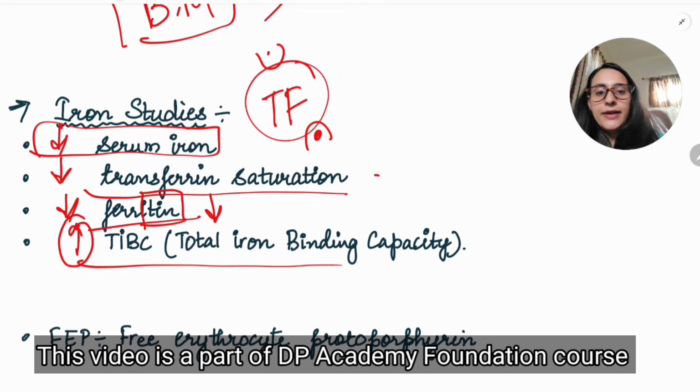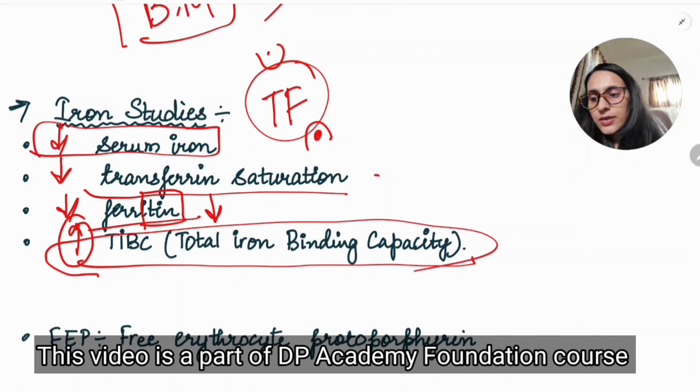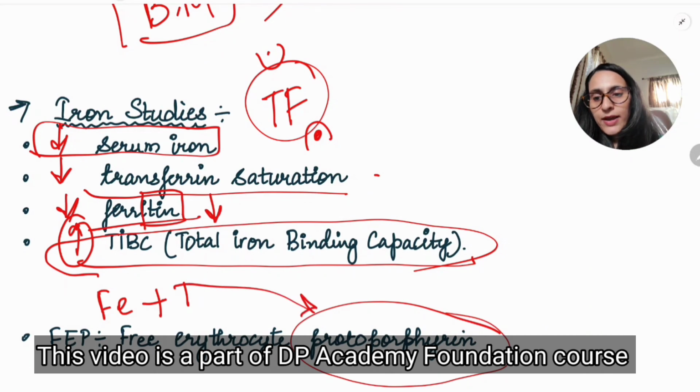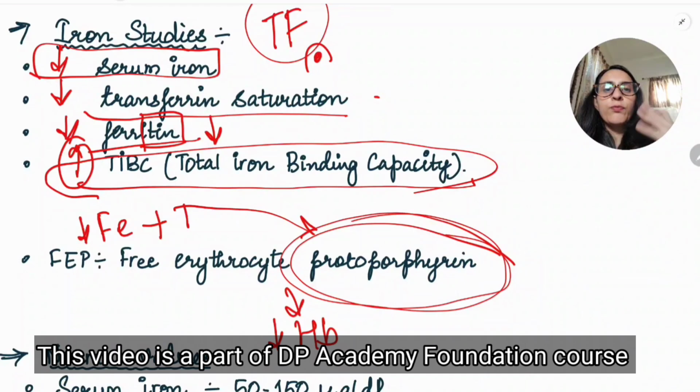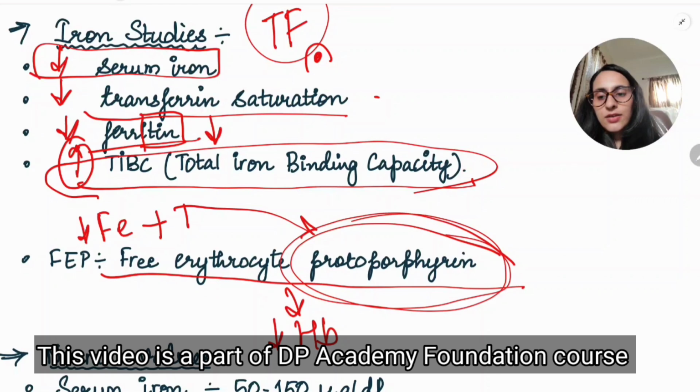But there is an increase in the total iron binding capacity because there is a lot of hunger. The RBCs are hungry for iron, so whenever they get iron, they are going to grab it on the spot. So there is an increase in the total iron binding capacity because the hunger is increased. Now what happens? Iron gets combined with the protoporphyrin and then hemoglobin is formed. If iron is less, hemoglobin is less, and it is going to cause lots of free protoporphyrin in the blood. So that is why the free erythrocyte protoporphyrin is increased. So 2 things are increased: one is total iron binding capacity, another one is free erythrocyte protoporphyrin.